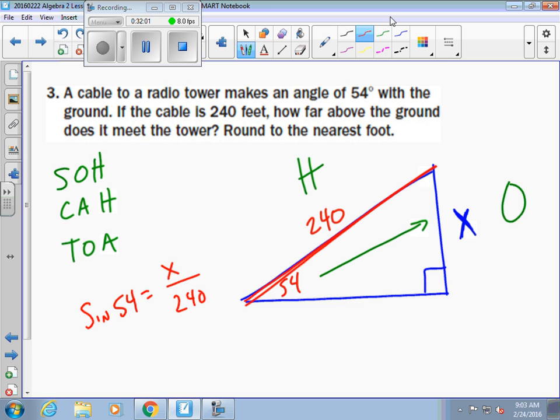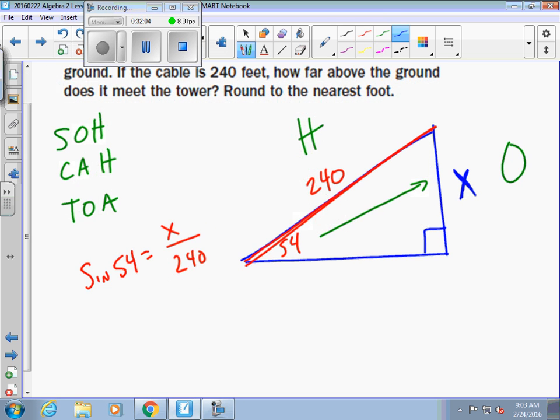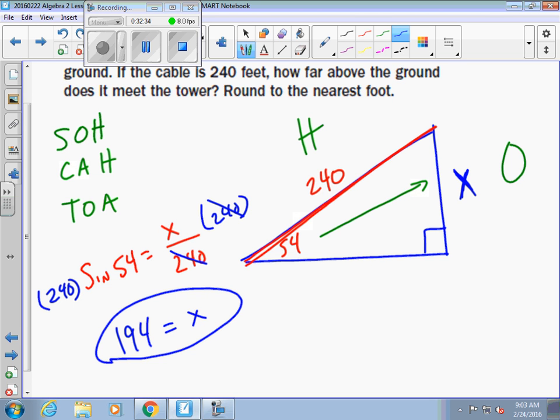Very simple. Get rid of the division by 240 by multiplying both sides by 240. And again, feel how repetitive all of this feels. X then is equal to 240 sine 54. And we're going to get that value as 194. It tells you to round to the nearest foot right here. Notice the directions. So 194, we're not going to round up past that. So that's how high the cable is meeting the pole, at 194 feet.